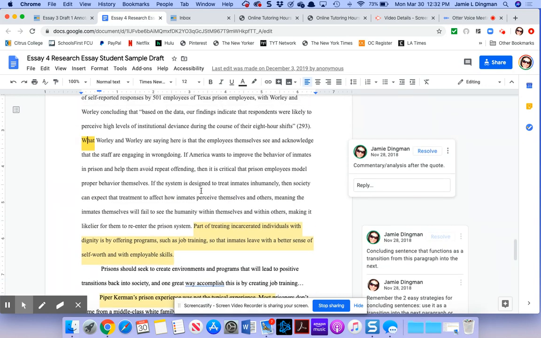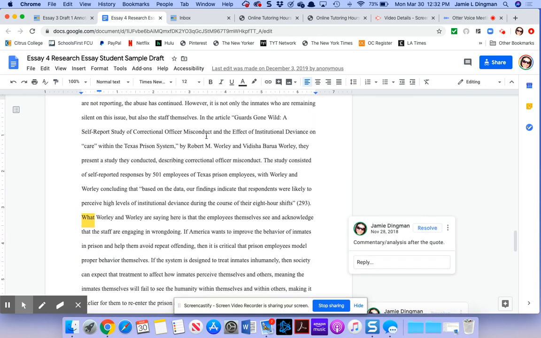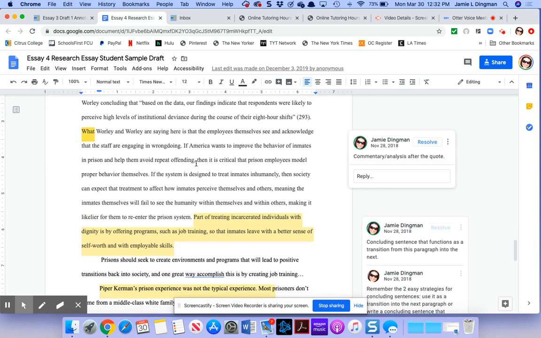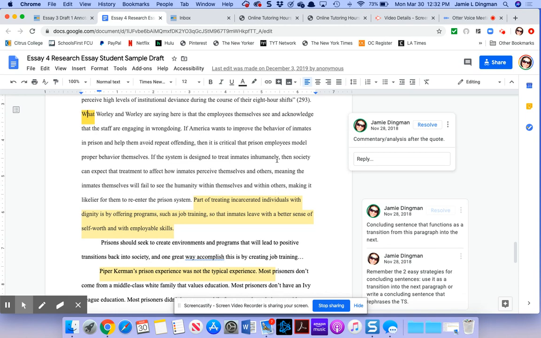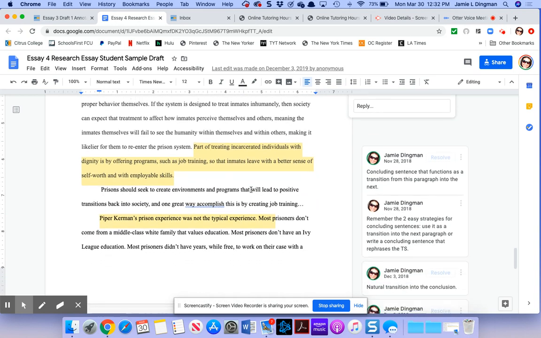Okay, so then they're transitioning from their commentary about the Texas correction officers or Texas prison staff report. And then they're explaining why this is important, right? Why they think that the employees of the prison should model that proper behavior for the inmates themselves. And it turns pretty philosophical here at the end. I really like the commentary that they're making, right? If they're not treated as individuals and we're not showing them how to value and respect others, then how are they supposed to show that same respect? So it's an interesting point that they're pulling up here.